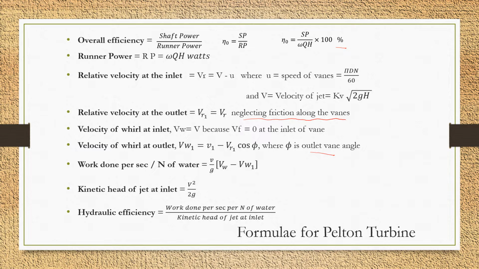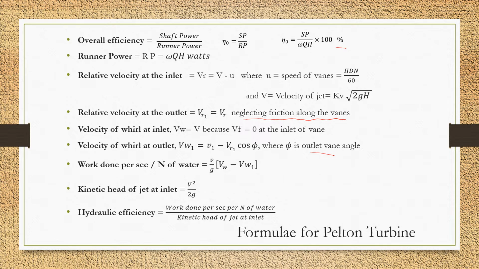Now, the work done per second per Newton of water for this Pelton turbine is calculated as V by g in bracket Vw minus Vw1. By using this formula, we can calculate the work done per second per Newton of water. This value can be used to find out the hydraulic efficiency of the turbine.